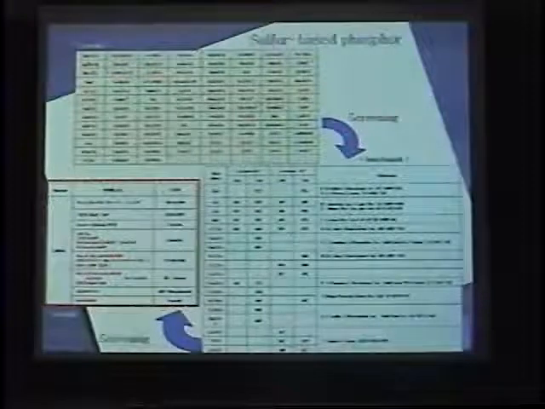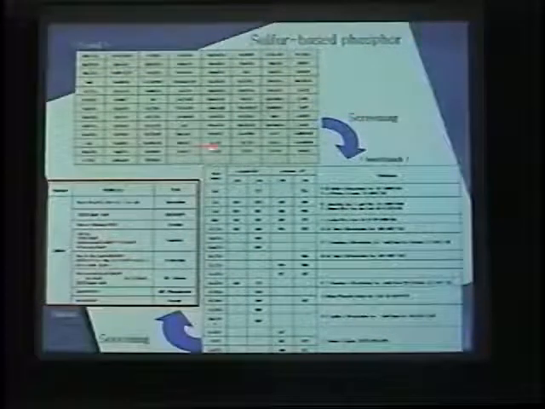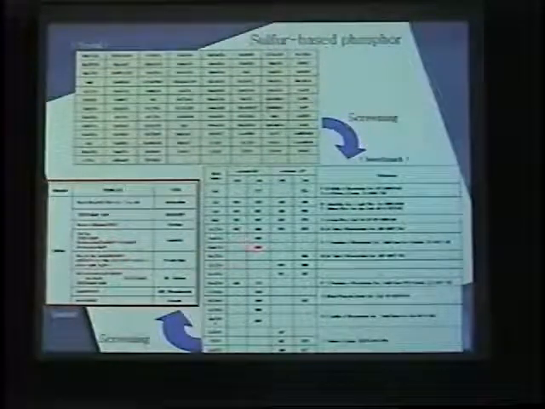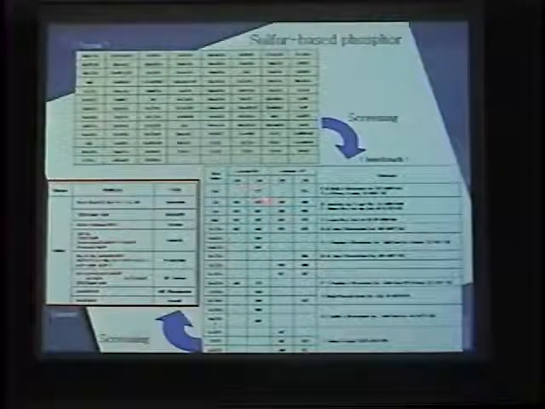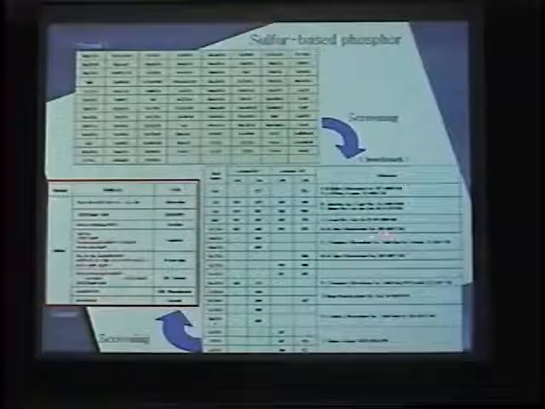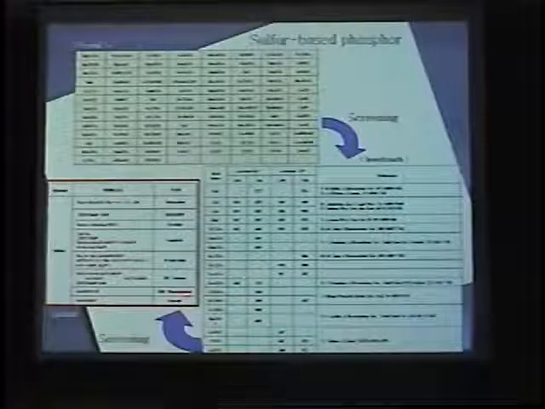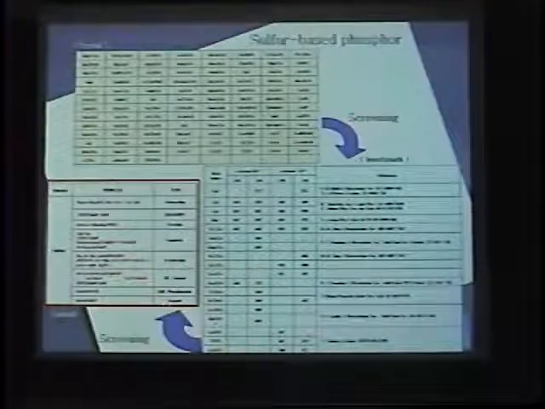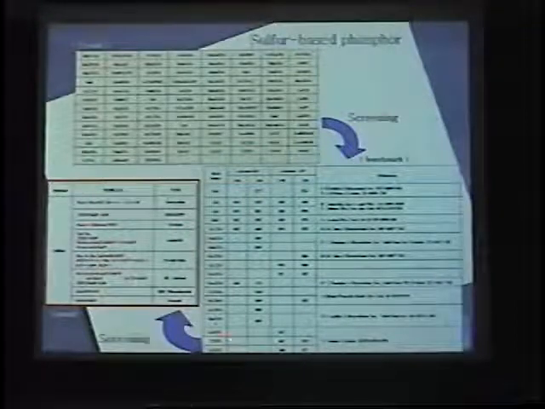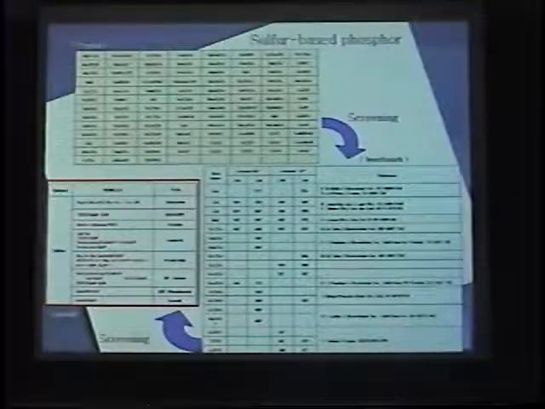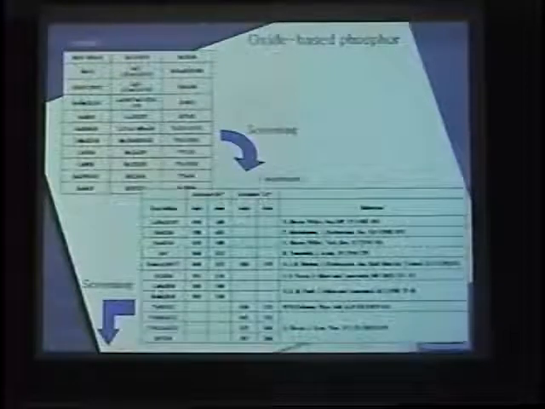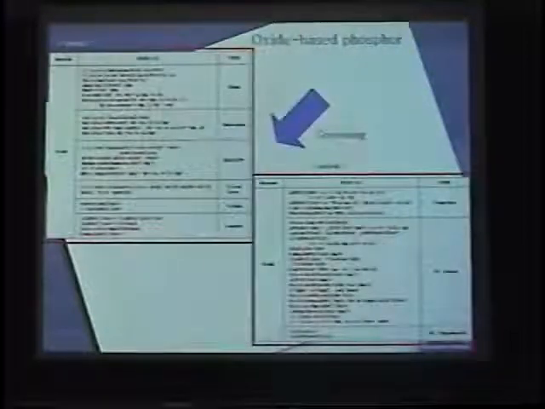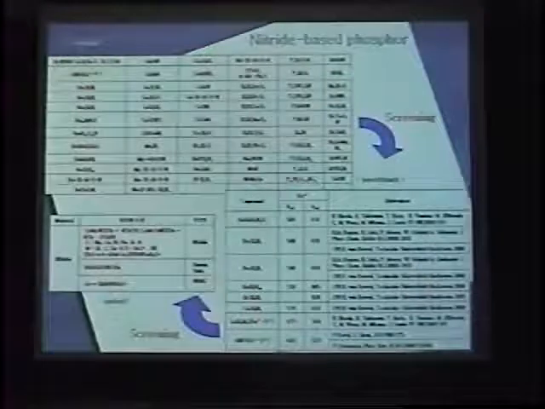Another is sulfur-based phosphors. In this case, maybe we can benchmark: find the absorption band and the emission band, and see which materials are patented by some companies. We examine all that and find the candidate. Then oxide materials, nitride.